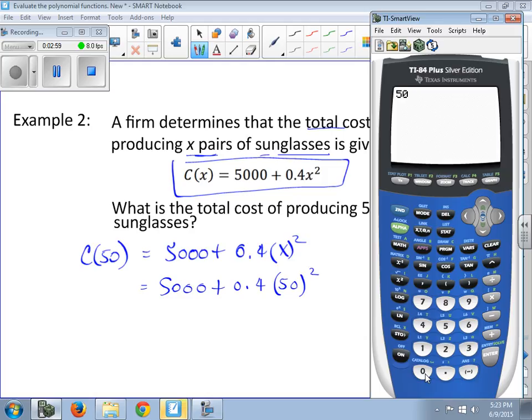5,000 plus 0.4, replacing the x with 50 and squaring it, would give me 6,000. So the cost of producing 50 pair of sunglasses would be $6,000.